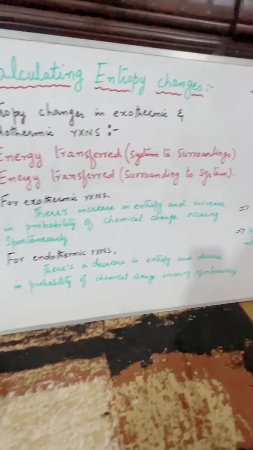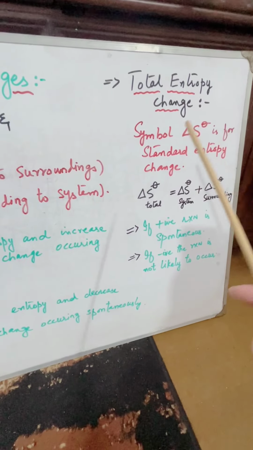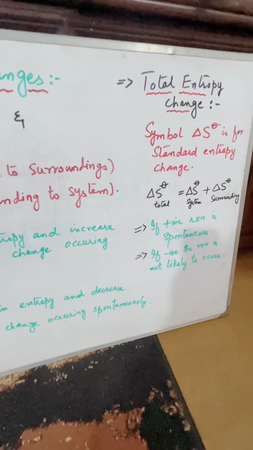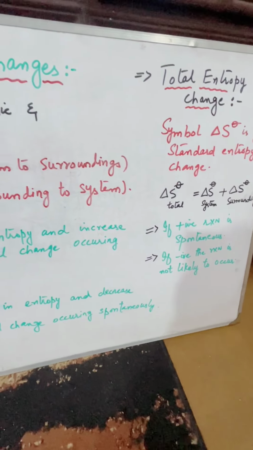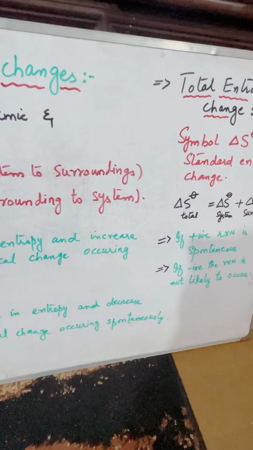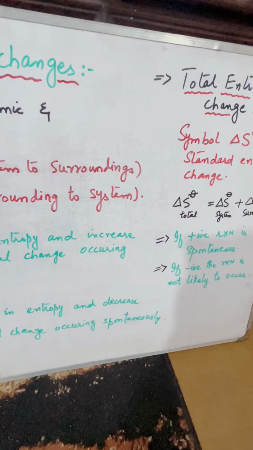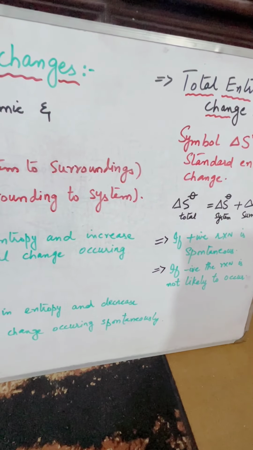Okay, so let's see the total entropy change. The total entropy change is symbolized by this delta S with this sign. It is for standard entropy change. Students, we can use these values to predict whether a chemical reaction will occur spontaneously or not. When a chemical reaction takes place, there is a change in entropy because the reactants and products have different entropy values.